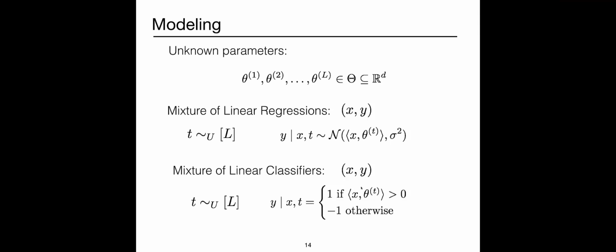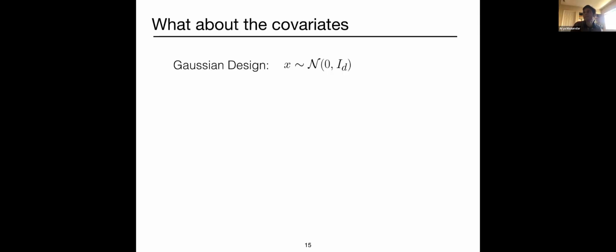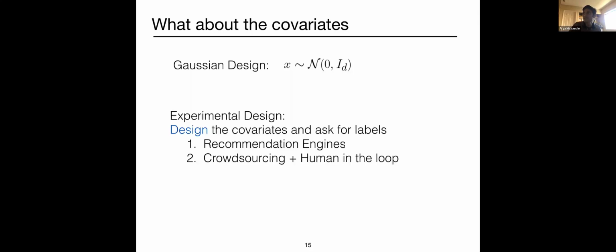Just a question. Here, the x is not random? Yes, I'm coming to this. That's exactly the next slide. So what about the covariates or the features? There are two models that people usually consider. One is x is random. It can be a Gaussian random variable. For example, it can be a spherical Gaussian with identity covariance matrix.